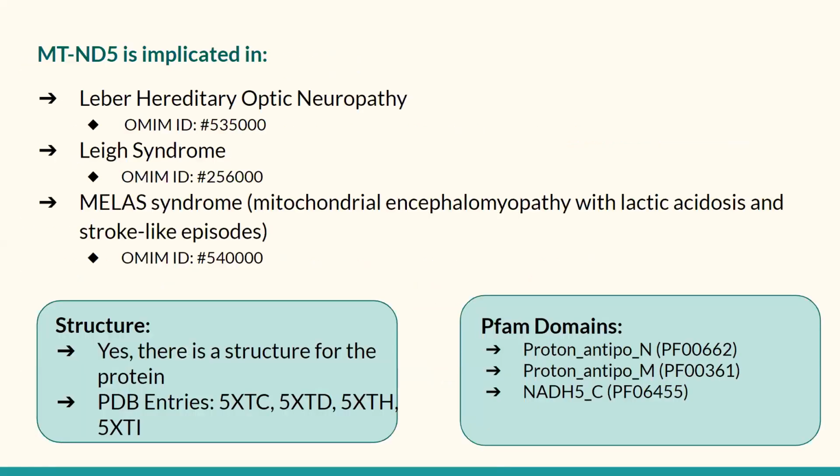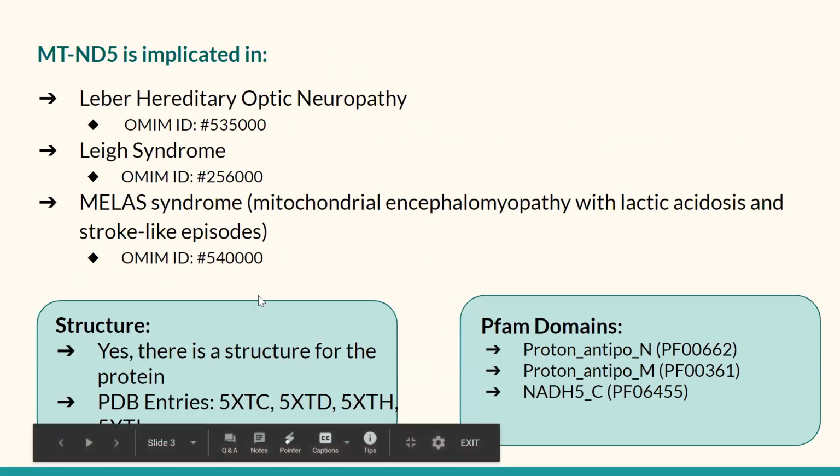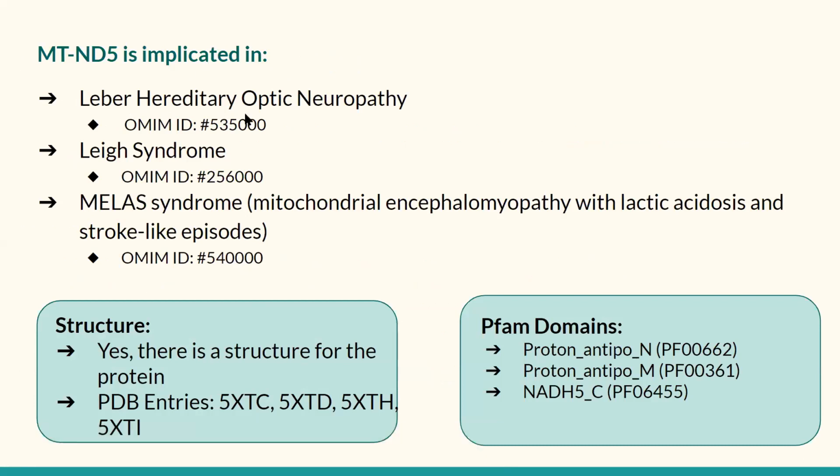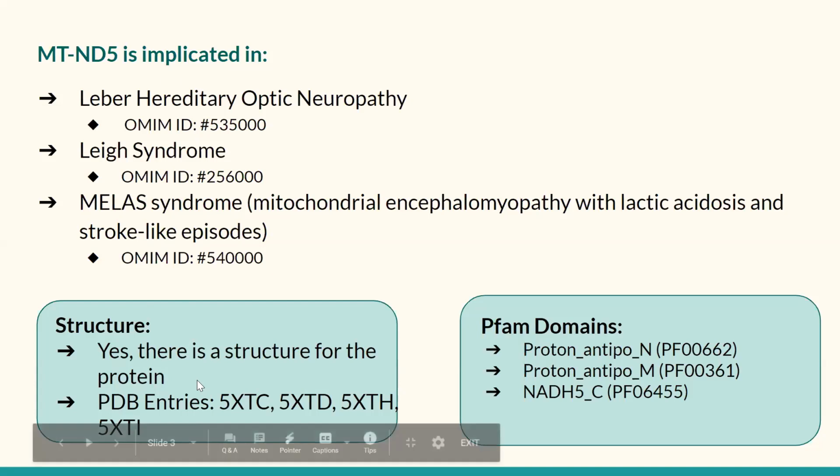This gene is implicated in 3 different diseases. The first, as I mentioned, is Leber hereditary optic neuropathy, the next one is Leigh syndrome, and the third is MELAS syndrome. And then I included the OMIM IDs for all 3 of them. I did find a structure for this protein. There were actually 4 entries on PDB, so I just listed all 4 of them here. And these are the Pfam domains and the accession numbers for each.